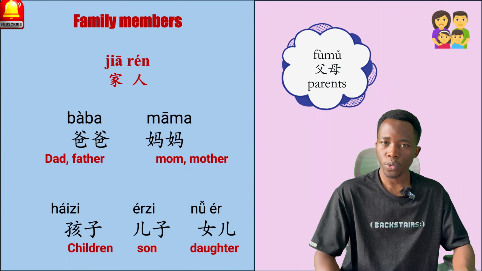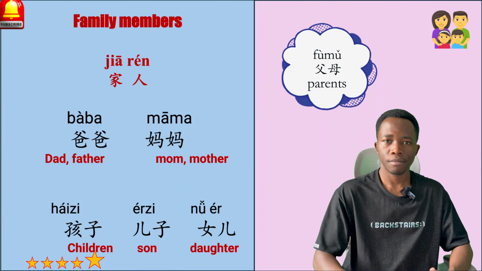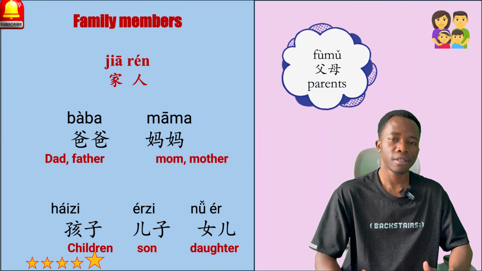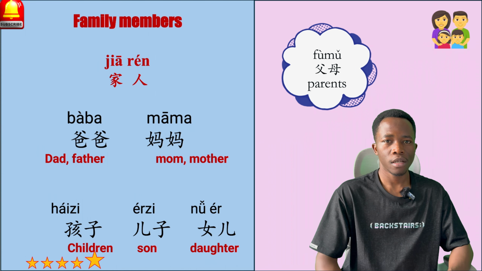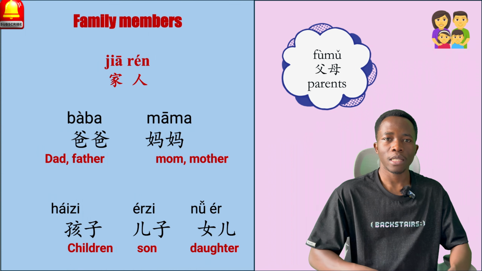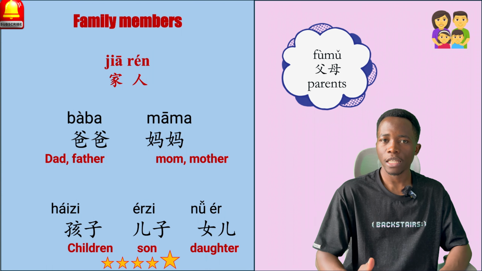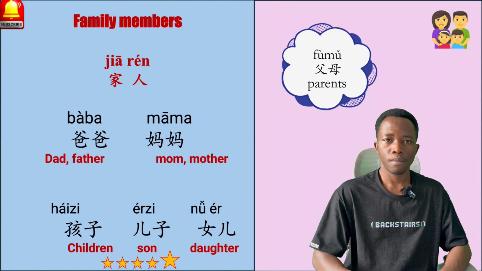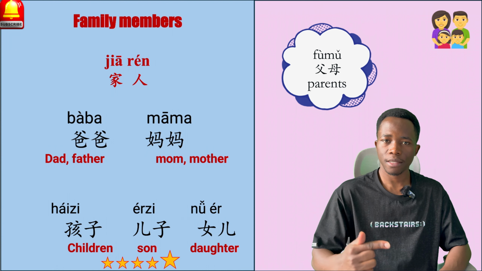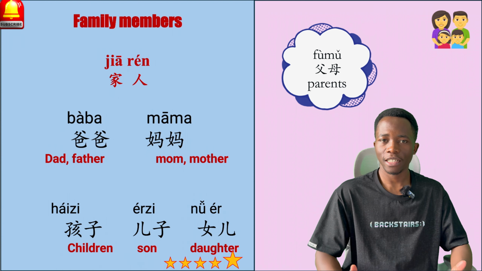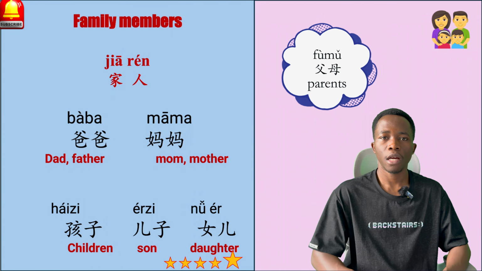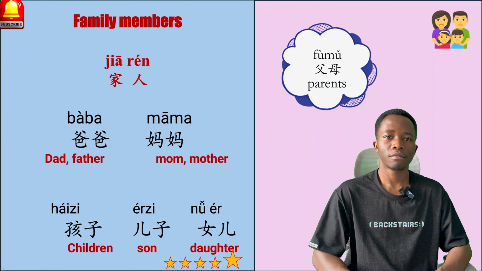Then you go to children, 孩子. So there are two kinds. There is a boy and a girl. A son is 儿子. And a girl is 女儿.